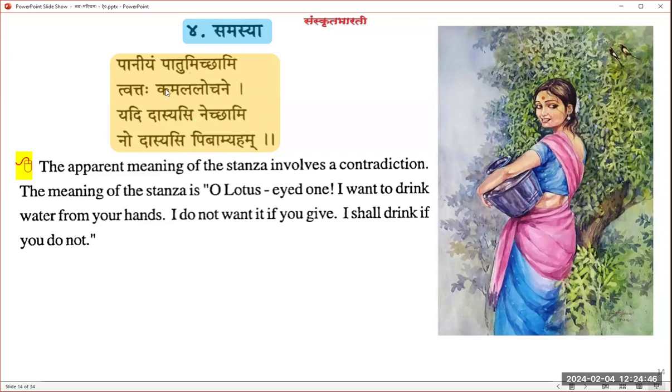So first part was no problem. I want water and I would desire to have water from the pot you are carrying. Hey, you beautiful girl with the eyes of lotus. No problem there. Okay. Here there is no sense in the third pada, no sense in the fourth pada here. Okay. Both are contradictory to the whole desire expressed by the first half of the thing. So the apparent meaning of the stanza involves a contradiction. The meaning of the stanza is, "O lotus-eyed one, I want to drink water from your hands." Tvattaha is in the sense of from your hands, so it's okay.